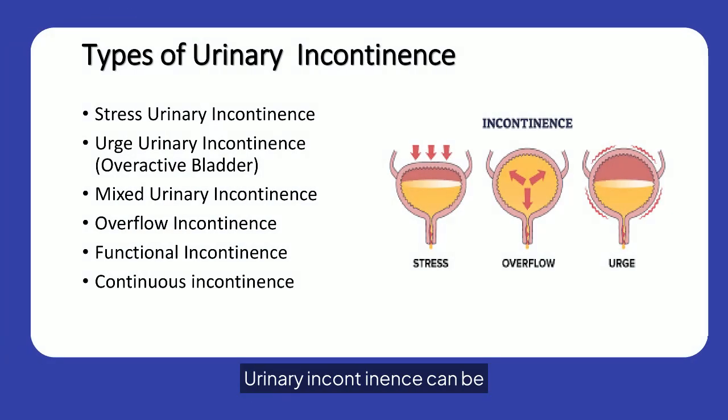Urinary incontinence can be classified into several types: stress, urge, mixed, overflow, functional, and continuous incontinence. Each type has distinct characteristics and requires specific management approaches.